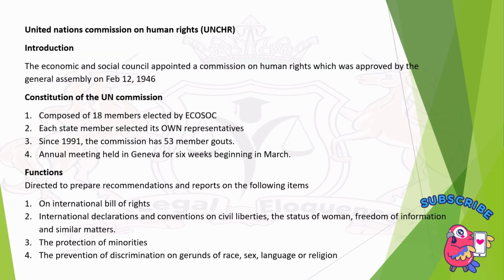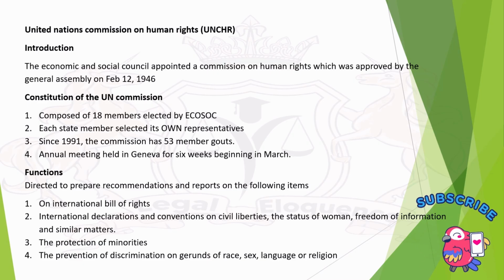United Nations Commission on Human Rights. The Economic and Social Council appointed the Commission on Human Rights, which was approved by the General Assembly on Feb 12, 1946. Its constitution is as follows: composed of 18 members elected by ECOSOC. Each state member selected its own representative. Since 1991, the Commission has 53 members. The annual meeting is held in Geneva for 6 weeks beginning in March.